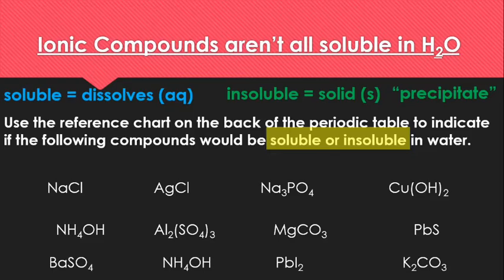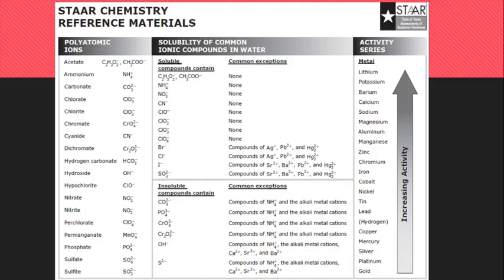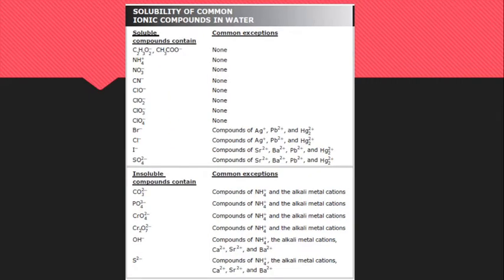So really what this comes down to is looking at the back of our periodic table. We don't need those two parts on the left and right that we've already looked at, the polyatomic ion list and the activity series. We're focused on this chart in the middle, and the whole thing is our solubility chart.